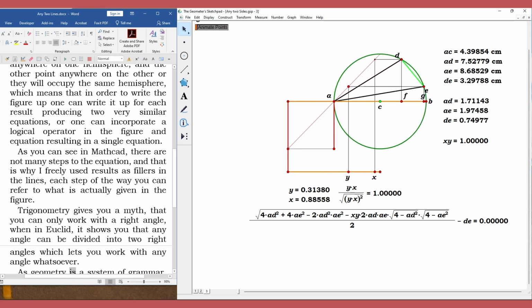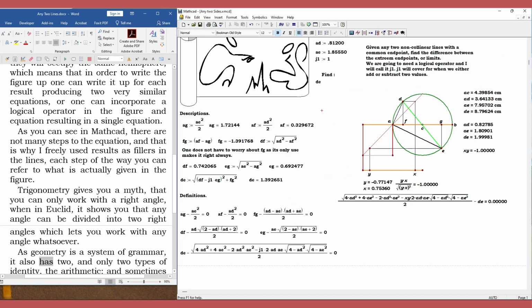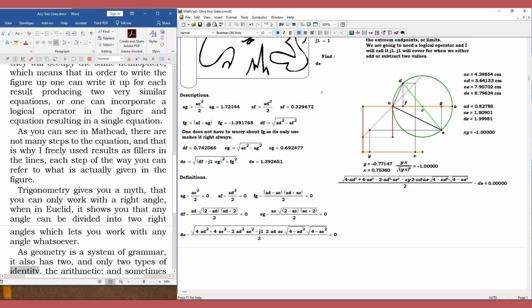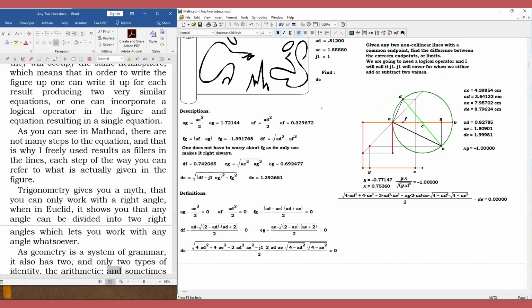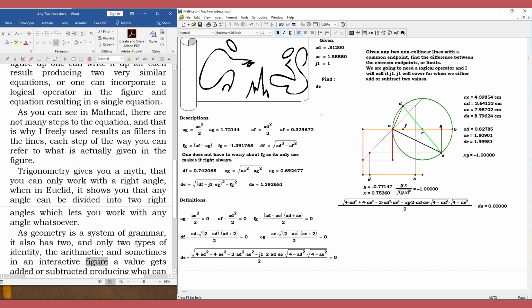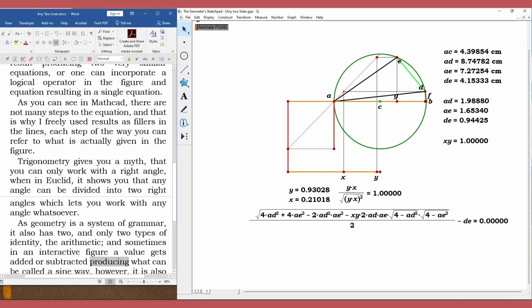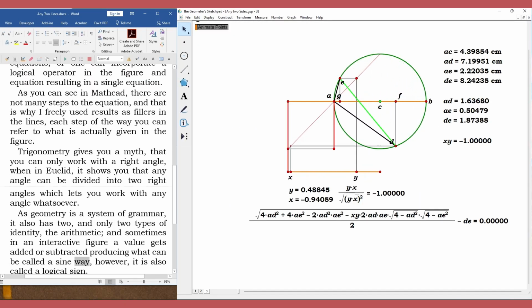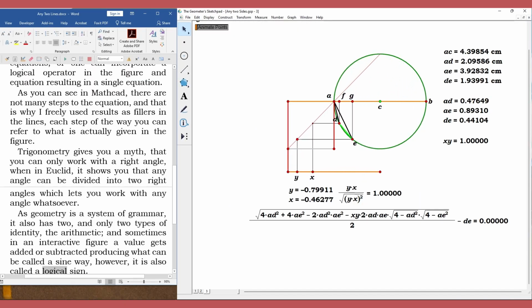As geometry is a system of grammar, it also has two, and only two types of identity, the arithmetic, and sometimes in an interactive figure value gets added or subtracted, producing what can be called a sine wave. However, it is also called a logical sign.